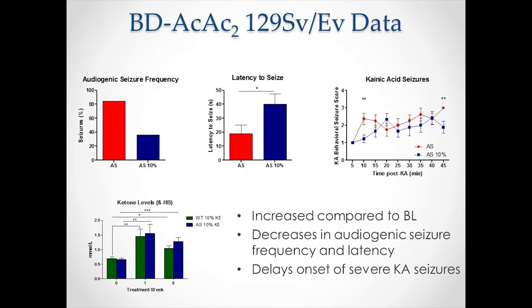So starting with the audiogenic seizure data, what we saw was a decrease in the overall seizure frequency, and a significant increase in the AS treated animals in the latency to seize. Again, suggesting we're somehow affecting overall inhibition and improving the seizure phenotype. For kainic acid seizures, we didn't see consistency throughout the entire test, but we did see a delay in the severity of the onset of kainic acid seizures. Again, we're somehow affecting inhibition, and again, all of this shows this is potentially anticonvulsant in the AS mouse model.